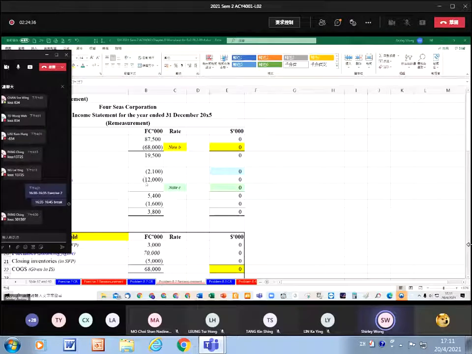Can you let me have the figures for this remeasurement gain or loss? Because this question is easier than exercise 2. We do not have the depreciation. We do not have a newly acquired fixed asset. We just have the cost of goods sold. So this question should be easier. So what is your amount?